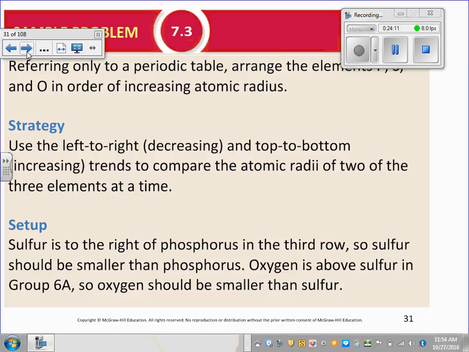Look at sulfur and oxygen. As we go down, we said what happens? It gets bigger, so oxygen should be smaller than sulfur. So we said oxygen is less than sulfur. Sulfur, we said, is less than phosphorus.